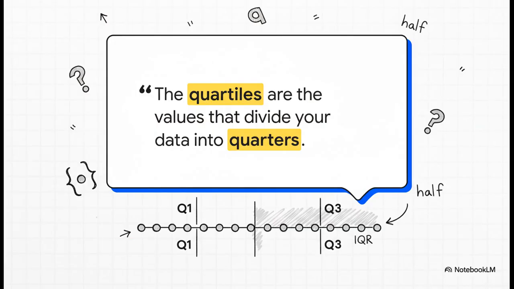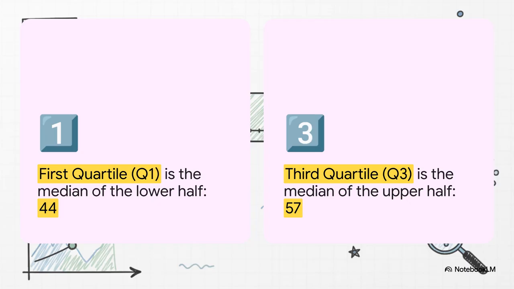So yeah, quartiles are just the points that divide our data into 4 equal parts. And to find them, all we have to do is find the median, the middle value, of each of these halves. The median of the lower half is what we call the first quartile, or Q1. And the median of the upper half, that's the third quartile, or Q3. Okay, let's look at our lower half. The middle number there is 44. That's our Q1. Simple as that. Now for the upper half, the middle number is 57, and that's our Q3. And just like that, we found the boundaries for the middle 50% of our data. This core group sits right between 44 and 57.